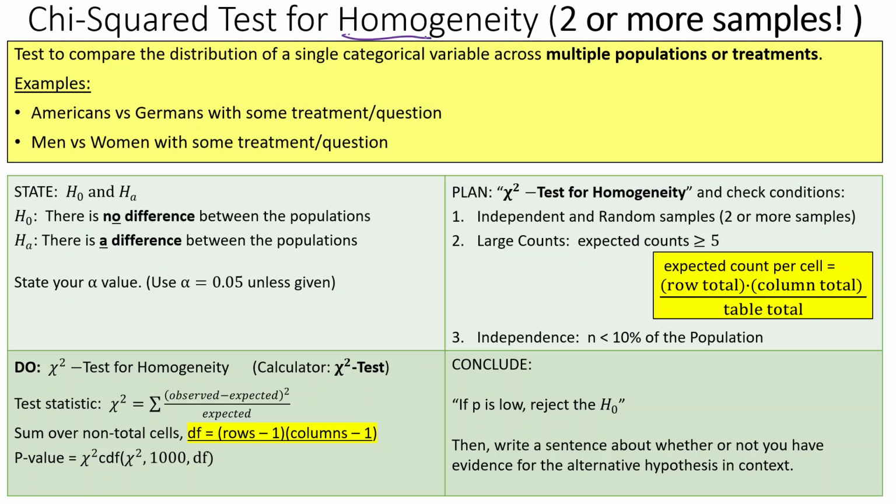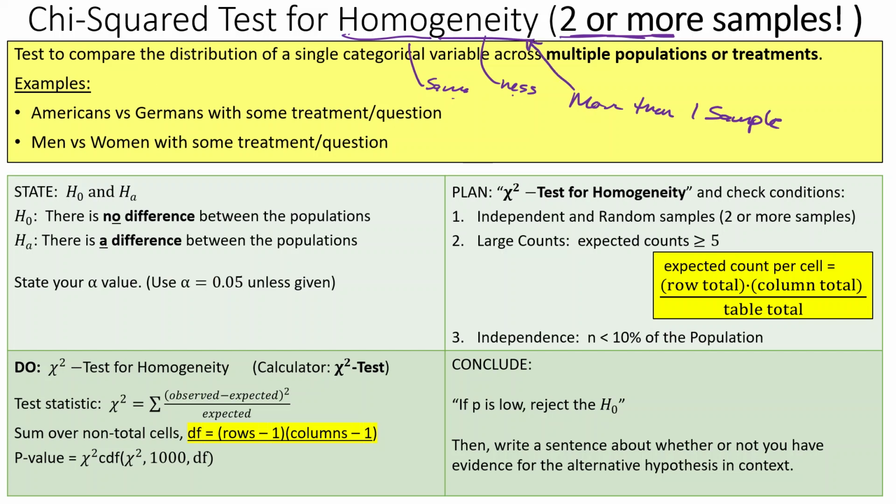So homo means same. Geneity means, I guess we could say, ness. Sameness is what we're looking at. Test for sameness. Are two samples the same distribution? All right, and we will always be looking at two or more samples when we're doing homogeneity. So if you have more than one sample, that definitely means homogeneity is your guy.